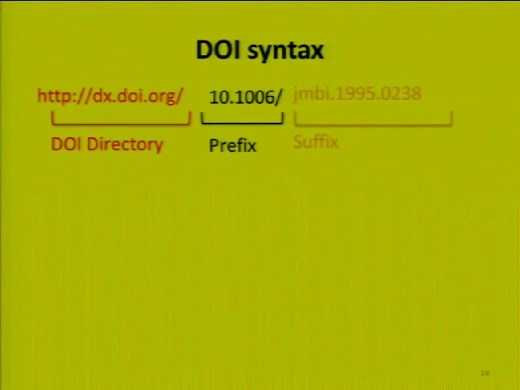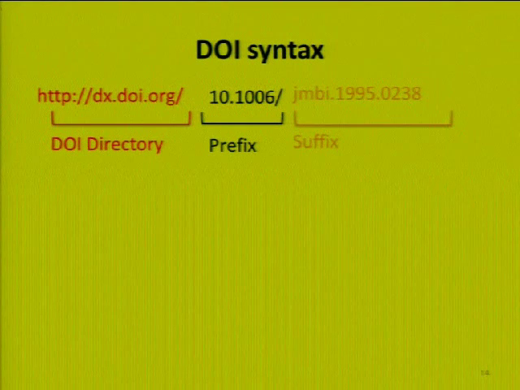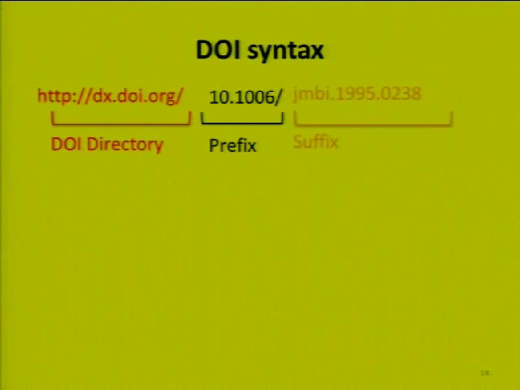Okay, now you might have seen a DOI published somewhere. And this is what it will look like. It comprises three parts. The first part, the red bit, is the directory. That's the bit that makes this actionable as a URL. So dx.doi.org, and that's the location.